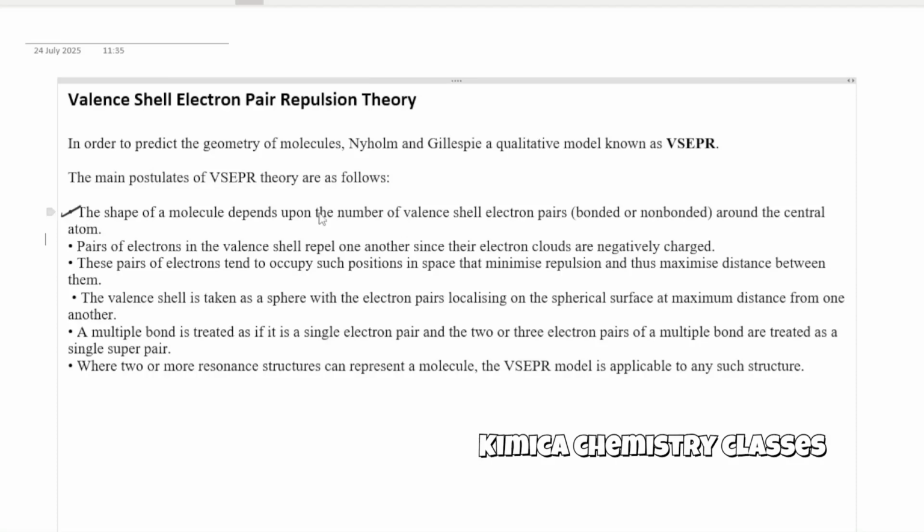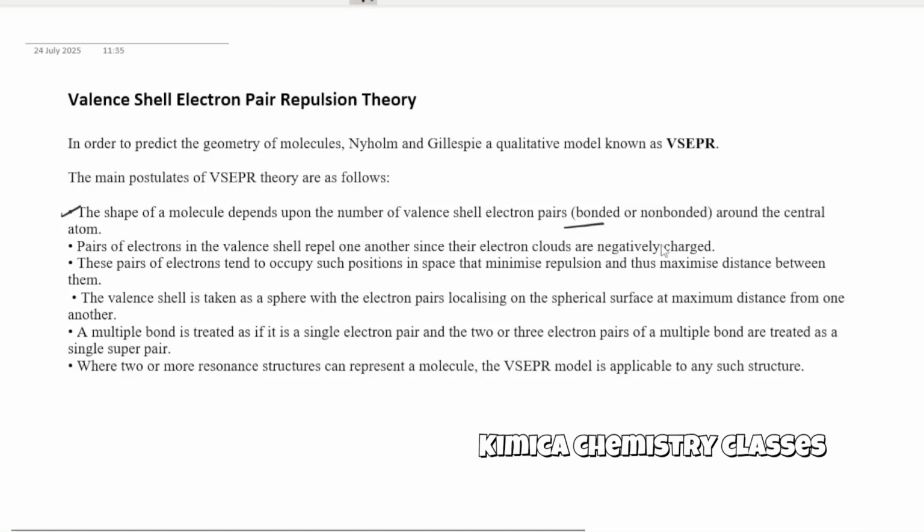In bonded pairs, what happens? Bonded means there is a sharing of electrons between two atoms, forming a chemical bond. A non-bonded pair means lone pairs, where electrons are not shared, right?